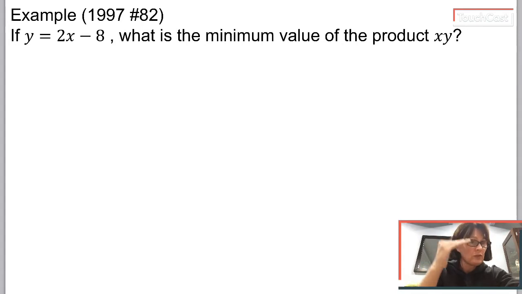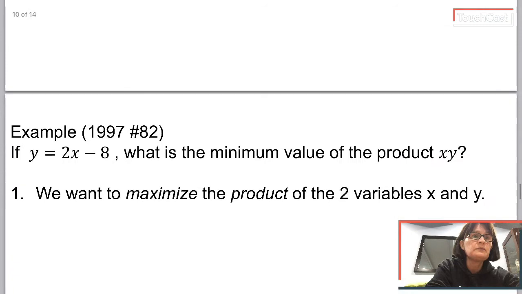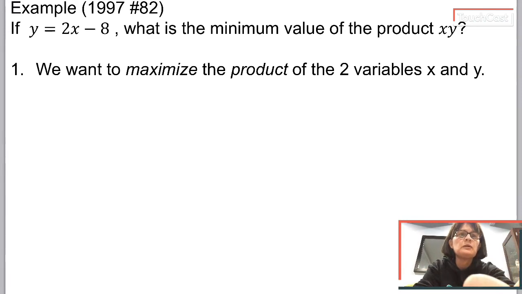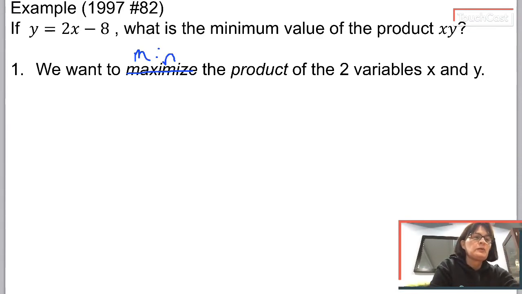So I'm going to go through my process. The quantity that I want to, in this case, minimize is the product, so the multiplication of x and y. We want to minimize the product of the two variables x and y. So I'm going to do my best to write a function for that product, write an expression for that product that only contains one variable. That's going to take a little bit of work because right now I have two variables, x times y.